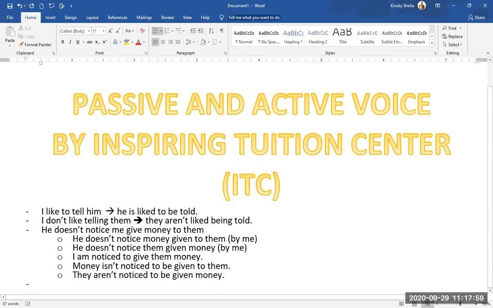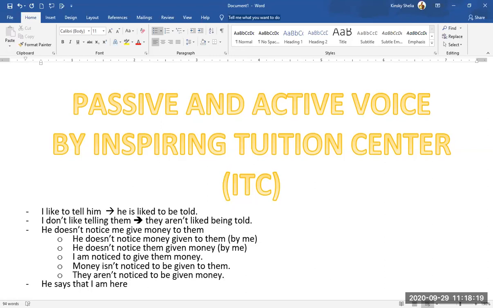Now we can see for the next example that I'm going to give, which is the passive in noun clause. When you say, he says that I am here. So what should we change?